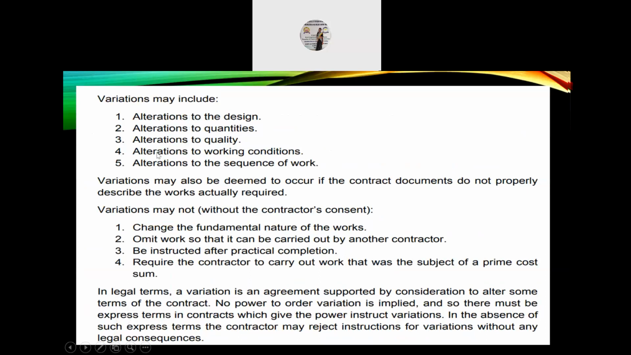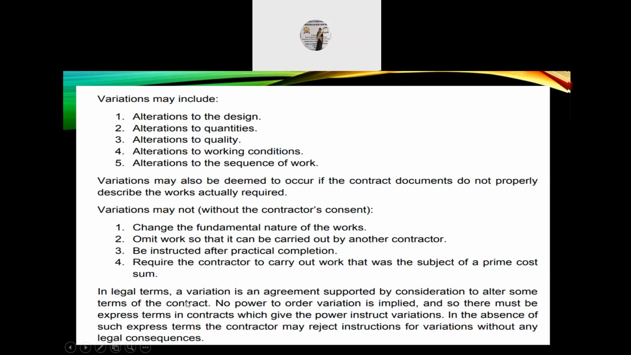Variations may include the following five points: alterations to the design, alterations to the quantities, alterations to quality, alterations to working conditions, and alterations to the sequence of work. Variations may also be deemed to occur if the contract documents do not properly describe the works actually required. Variations may not, without the contractor's consent, change the fundamental nature of the works, omit work so that it can be carried out by another contractor, be instructed after practical completion, or require the contractor to carry out work that was the subject of a prime cost sum.